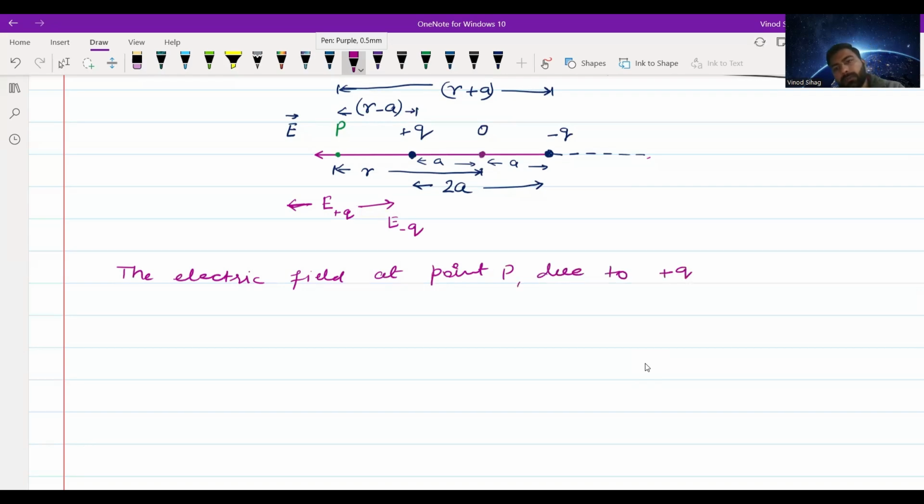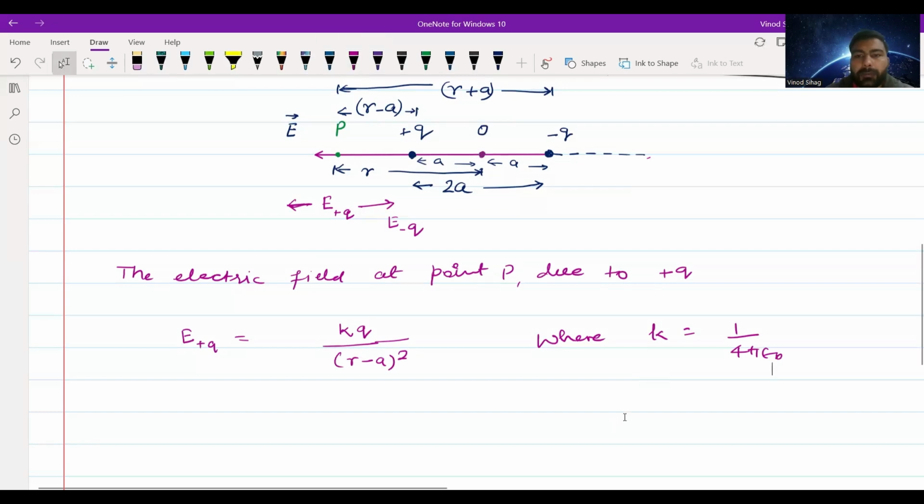due to positive charge कितना होगा? That will be E plus Q equals K Q upon R minus A का whole square. This will be the electric field. Where, what is K here? It is 1 upon 4 pi epsilon naught, and it is called the electrostatic constant.